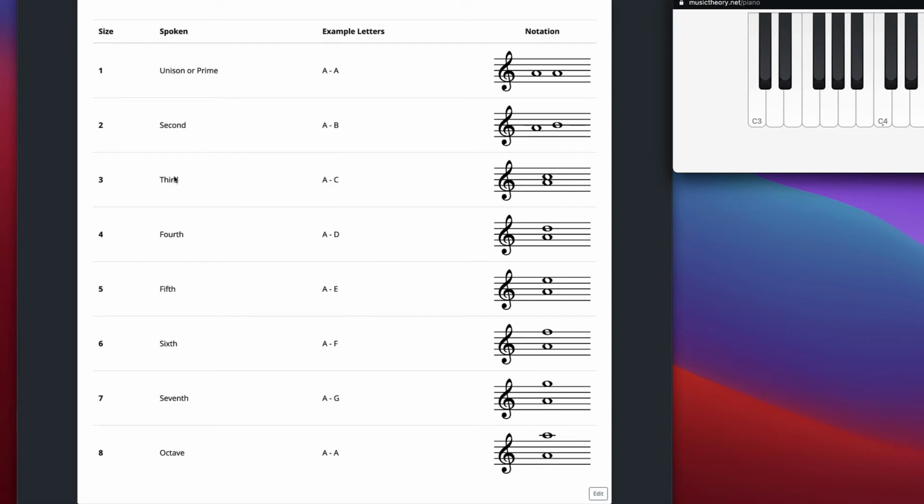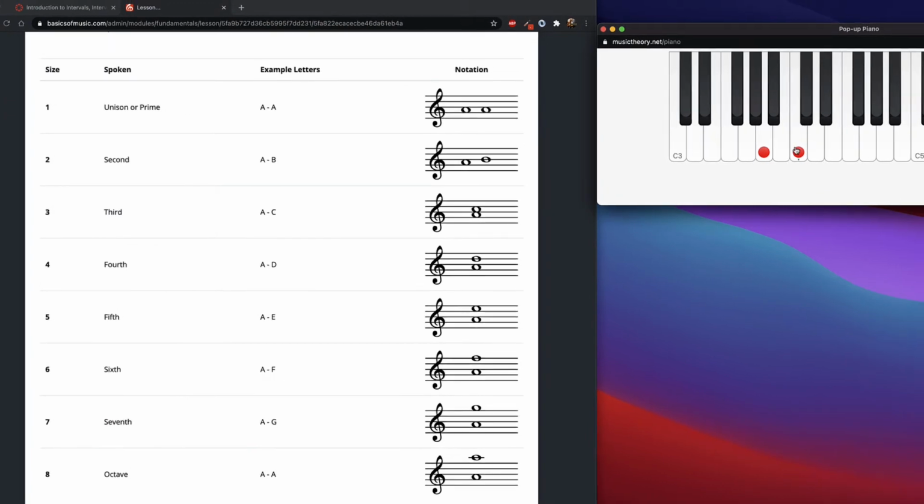So for instance, I can take this interval here of A to C, and I know that's a third because I have A, B, and C covered. Or if I want to count spaces and lines, I have 1 space, 1 line in between, and then a space up top. So that's a 3. So third is what that interval is called. And that is the size, a third.